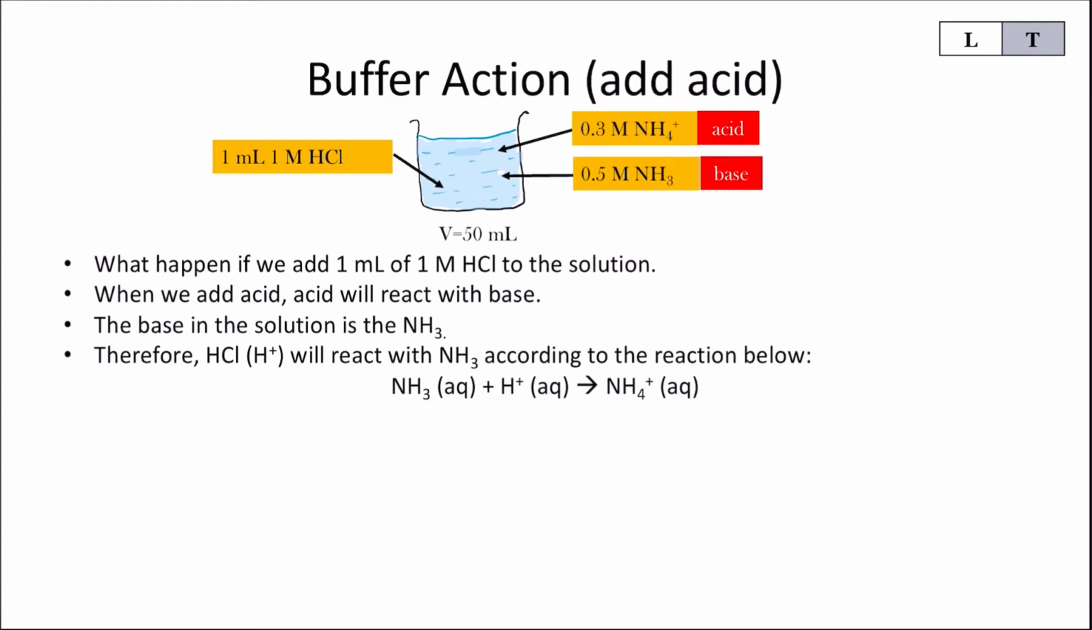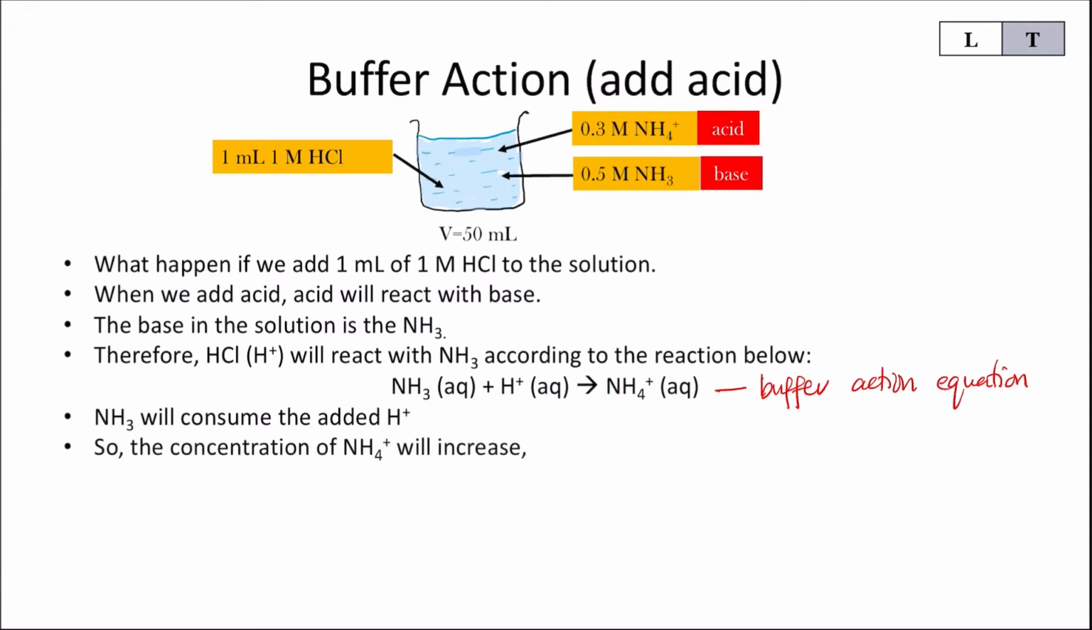So this is the equation. Equation ini kita panggil sebagai buffer action equation. So ini equation yang awak perlu tahu how to write in your answer. And then once kita dah tahu equation ini akan takes place, we can understand that base akan consume extra H+. The consequences for this one, it makes the concentration for NH4+ bertambah. Tapi concentration untuk NH3, ammonia awak, berkurang. So that is why the pH will change slightly.